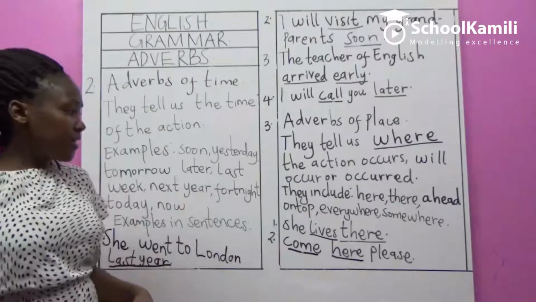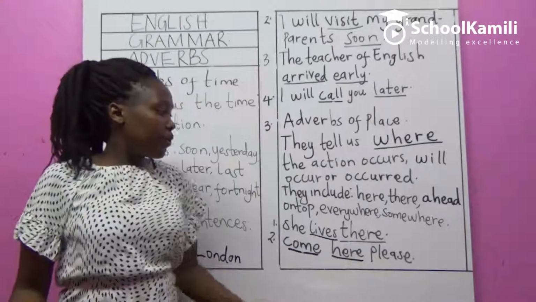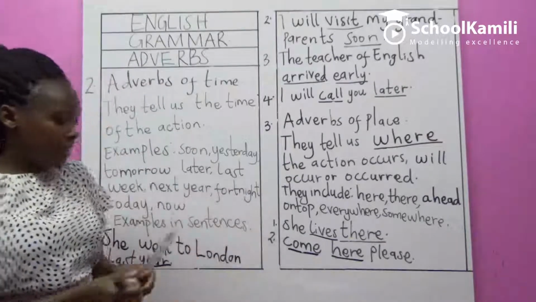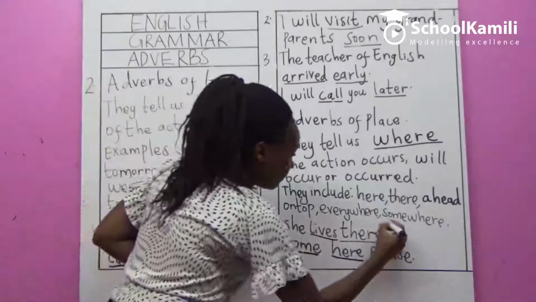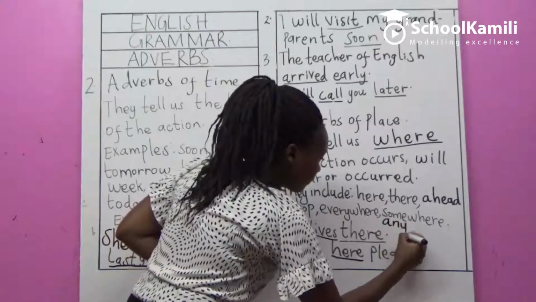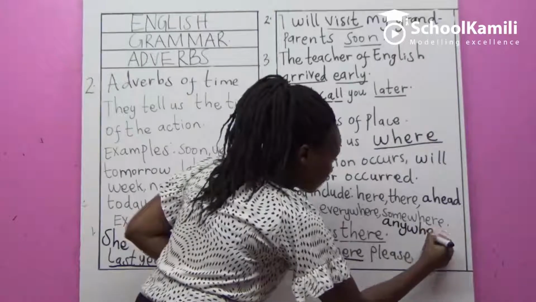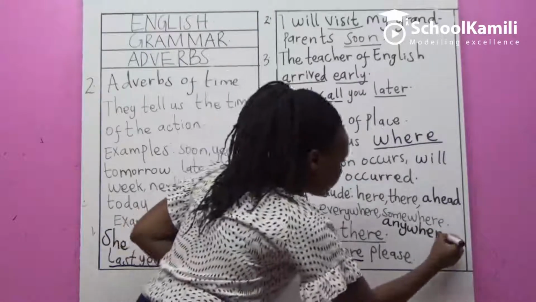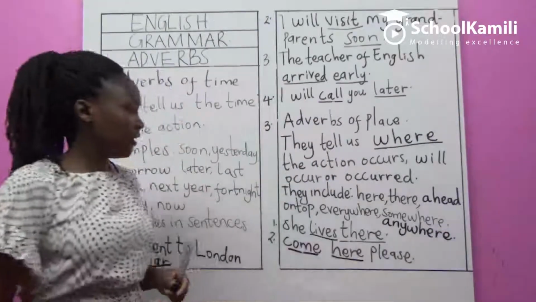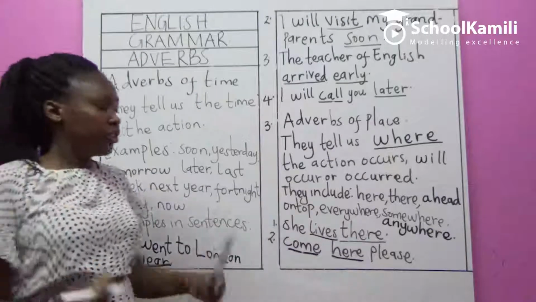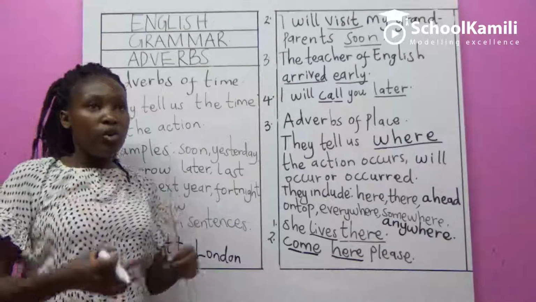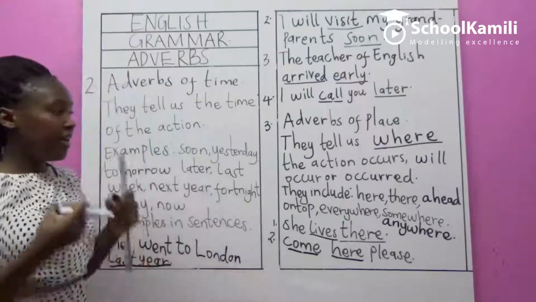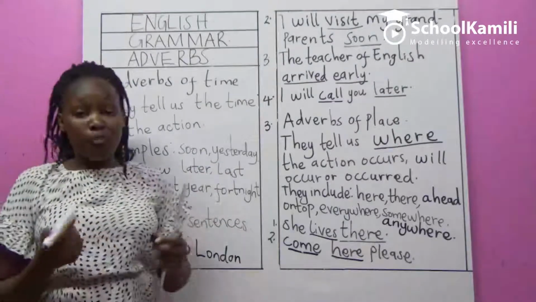Other examples, you can say they can go anywhere. Anywhere is also an example of an adverb of place. I can also say she can go anywhere. Go is an action, then anywhere is an adverb of place.